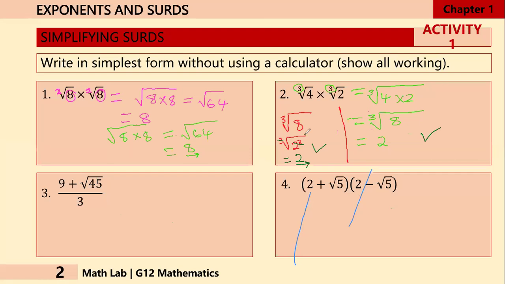All right, so we understood number 2. So now let's go to number 3. So number 3, how do you do that? It's going to be equals to 9 plus root 45 divided by 3. So this is going to be 9 plus root 45. 45 can be written as what? 45 can be written as 9 times 5. So 9 times 5 gives us 45.